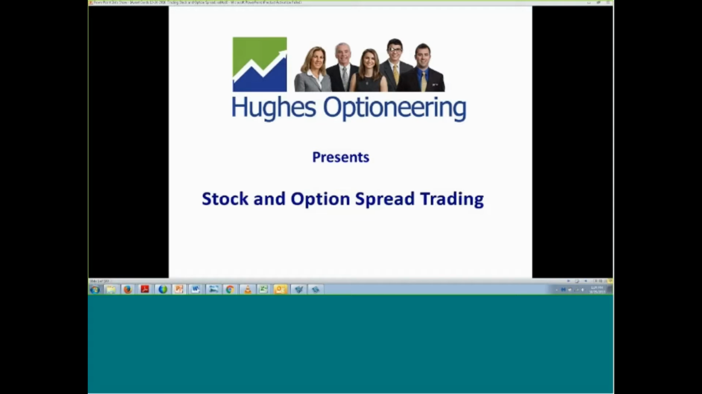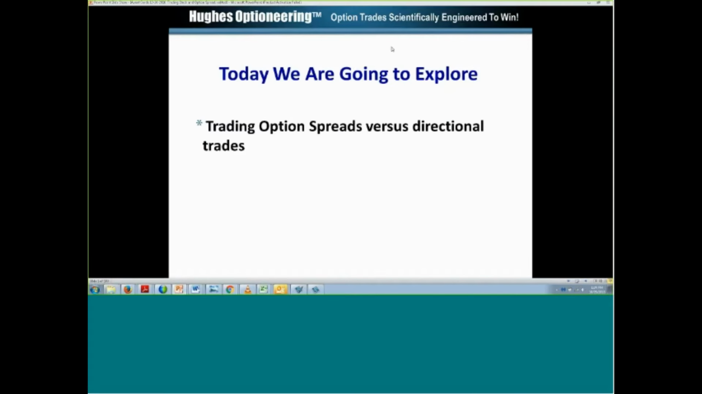So we're going to talk today about our spread trading with stocks and options, and that works a lot better in the current market environment where we have very little trend and a lot of volatility and a lot of sector rotation. So we'll discuss the advantages of option spreads versus directional trades.